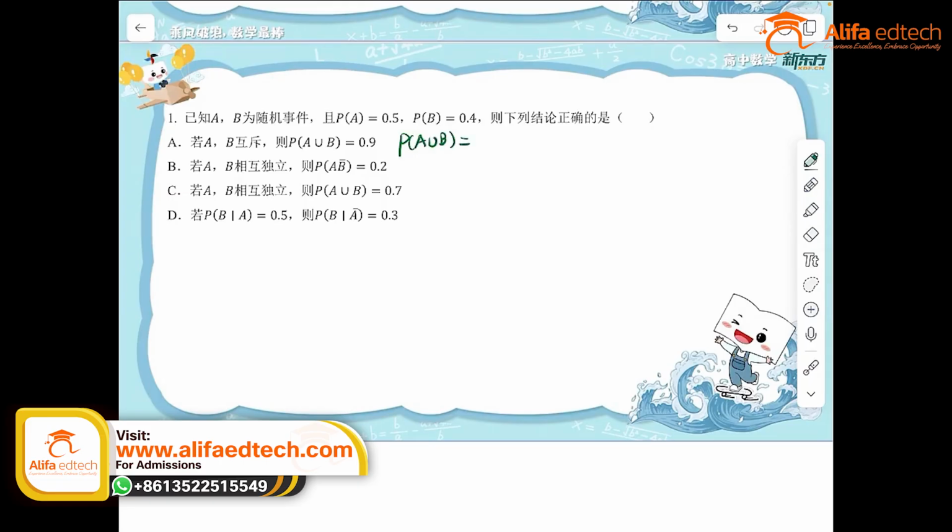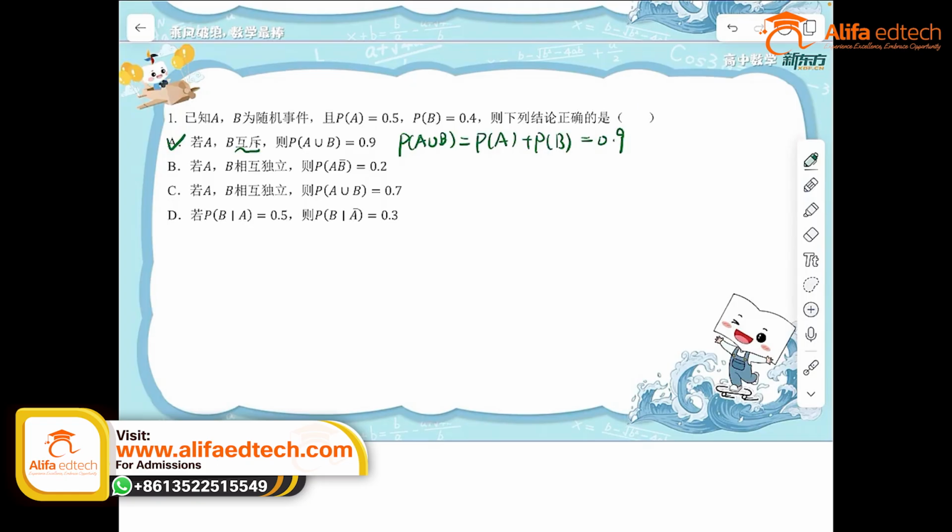P(A union B) should be equal to P(A) plus P(B). According to the values given, P(A) and P(B) are 0.5 and 0.4 respectively, so the probability is 0.9. There is no problem with option A, so the main thing is that we need to clearly understand that mutually exclusive events cannot happen at the same time.